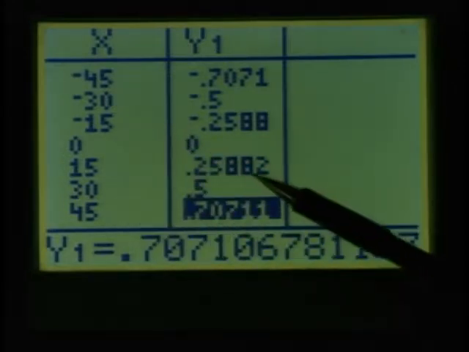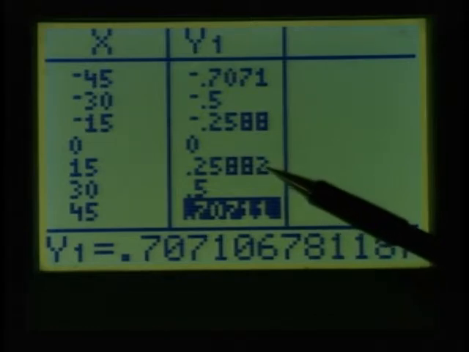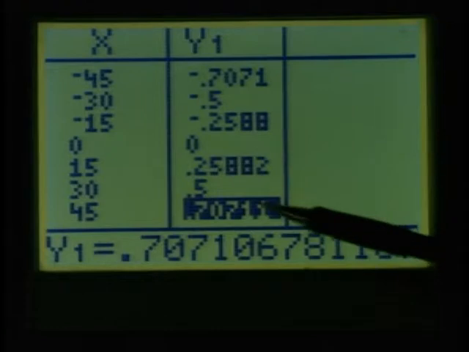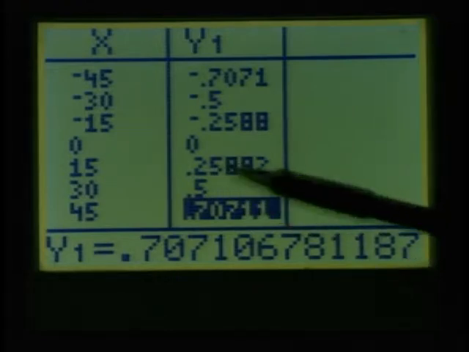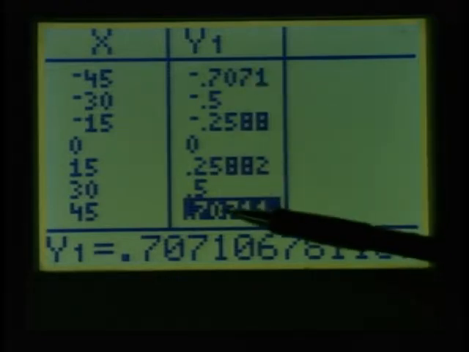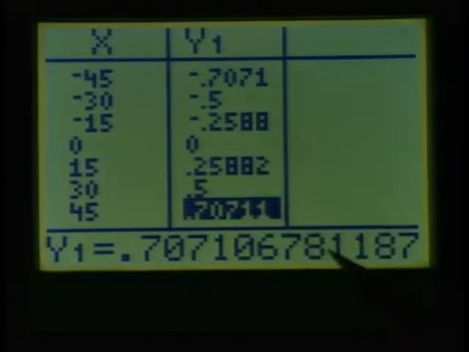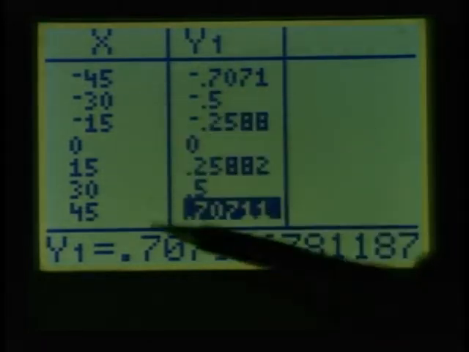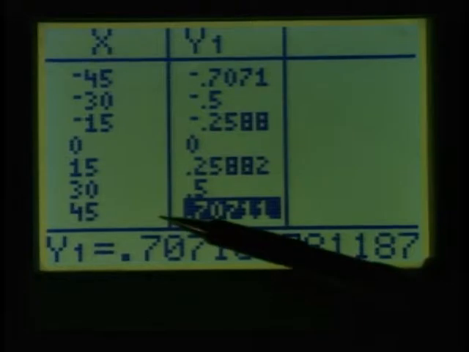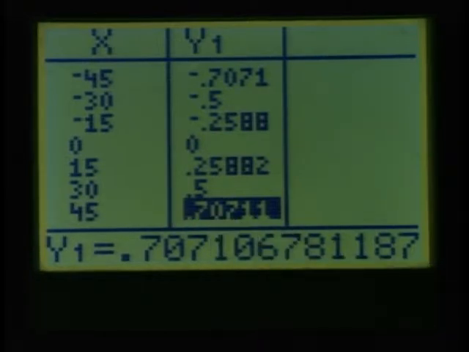Look over here. Look what's happening to the y values. They happen to be symmetric, but they also happen to be opposite in sign. What kind of a function do you think this exhibits from the table? What'd you say? She whispered odd. That's true. It's an odd function.